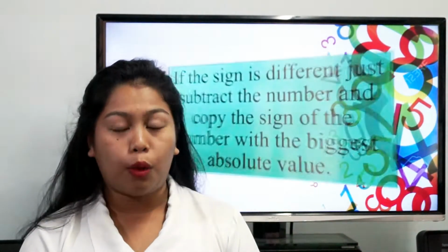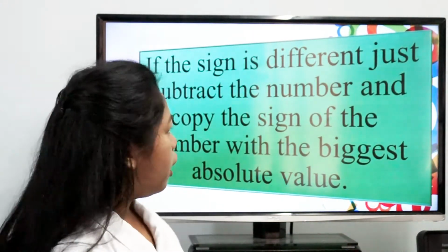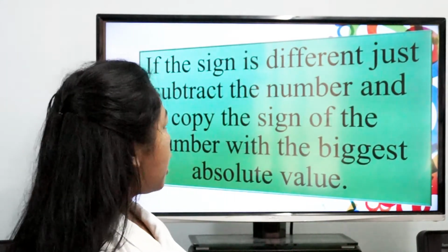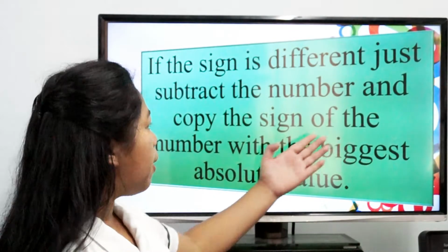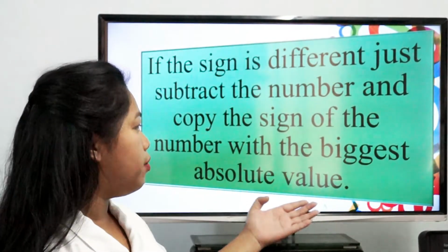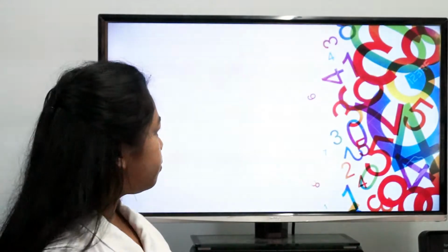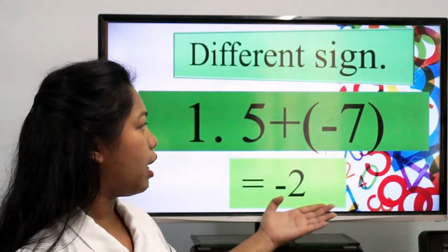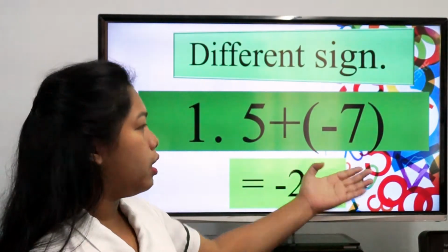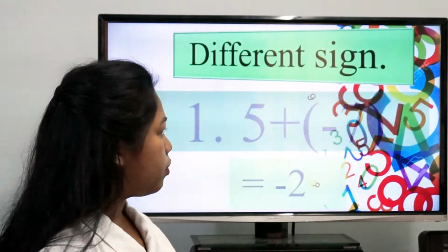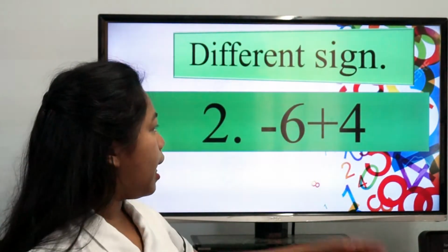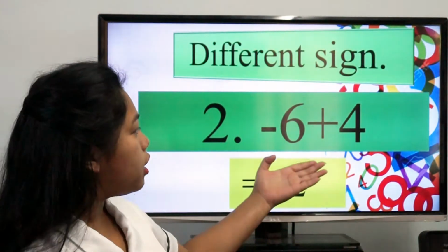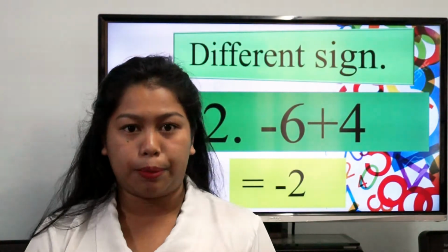But how about when it is different sign? Here are the rules in adding different signs. If the sign is different, just subtract the number and copy the sign of the number with the biggest absolute value. Example: 5 plus negative 7 is equal to negative 2, since negative 7 is the biggest absolute number. Another example is negative 6 plus 4 is equal to negative 2, since negative 6 is the biggest absolute number.